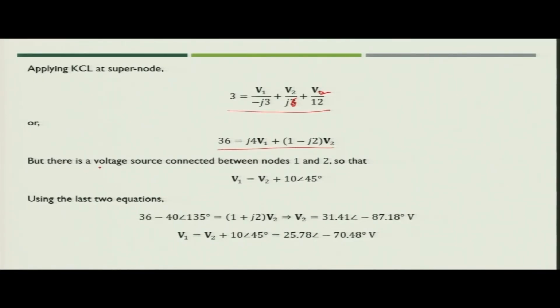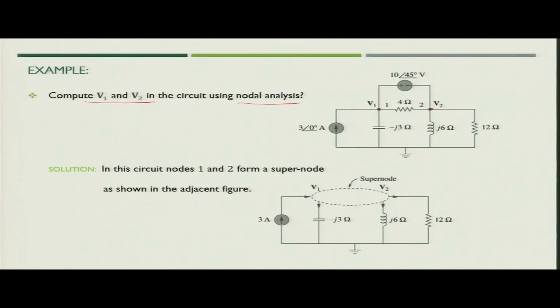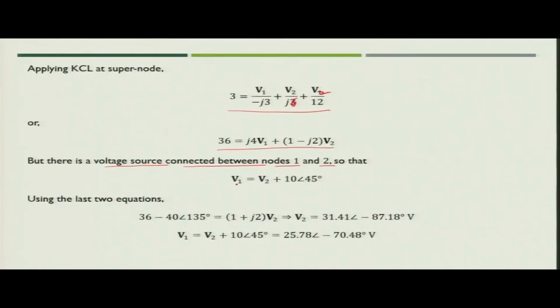Now, we also know that the voltage source is connected between nodes 1 and 2. So, what we can say is that V1 is nothing but V2 plus the value of tan angle 45 degree. So, we will write V1 is equal to V2 angle tan 45 degree. Now, what can we do? We can place this value of V1 in this equation.